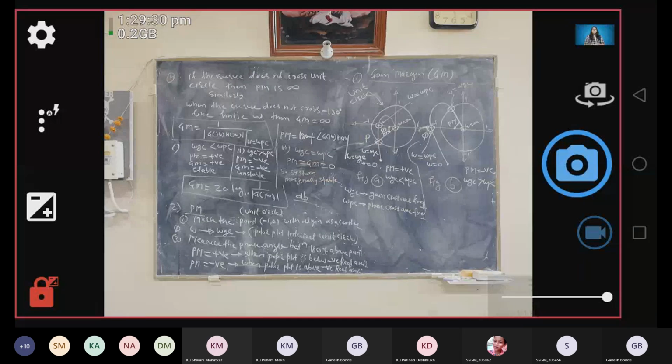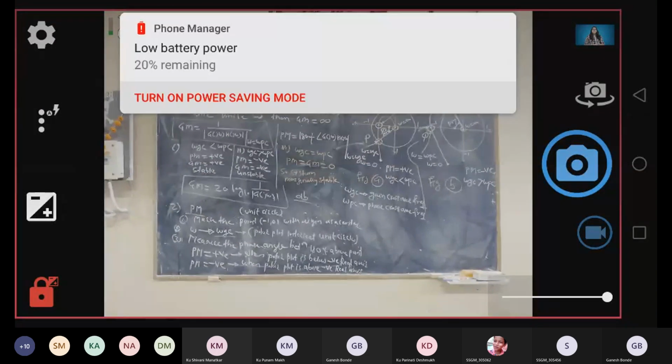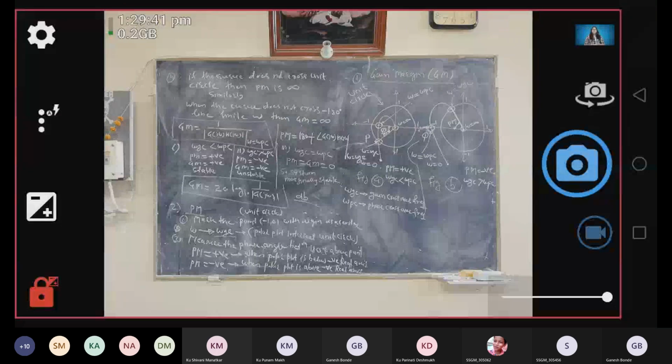Okay. So in the next lecture, we are going to solve problems based on this polar plot. Please note down this information. So today we stop here.